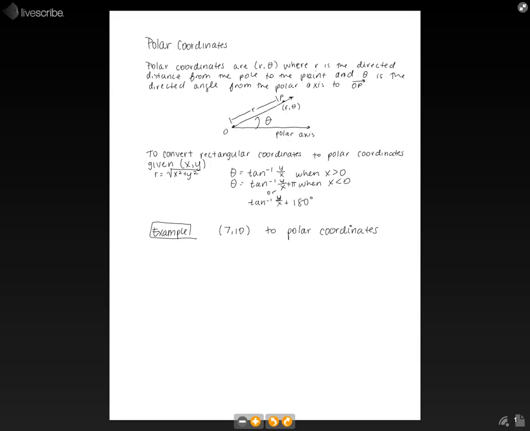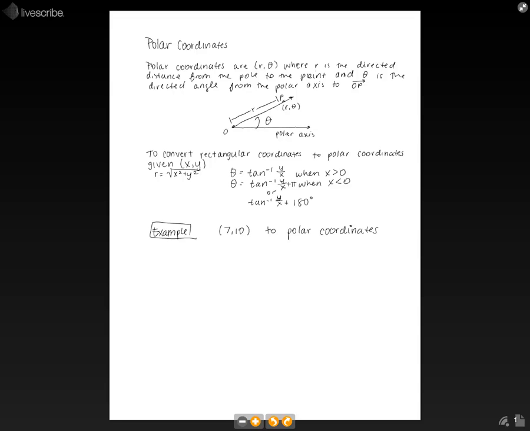So to convert from rectangular coordinates to polar coordinates, you're given x, y. To find r, you take the square root of x squared plus y squared. And to find theta, you take the inverse tangent of y over x when x is greater than 0, and the inverse tangent of y over x and then add pi when x is less than 0. Or instead of adding pi, you can add 180 degrees, depending if you want to answer in degrees or radians.